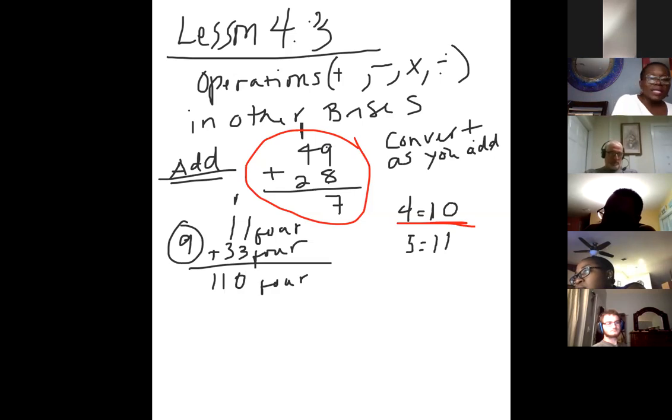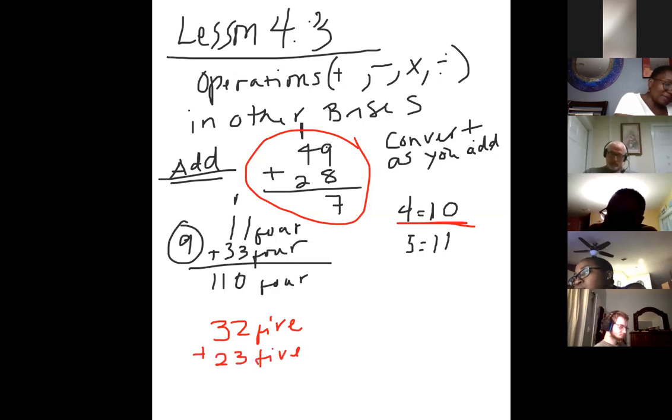So here's the next one. I'm going to make this one up for you guys. It's 3, 2, base 5. I am going to add it to 2, 3, base 5. So now I'm in base 5, so I'm adding, and all the digits in the answer must be less than 5. So 2 plus 3 gives me 5. 5 is obviously equal to 5, so I can't use it.